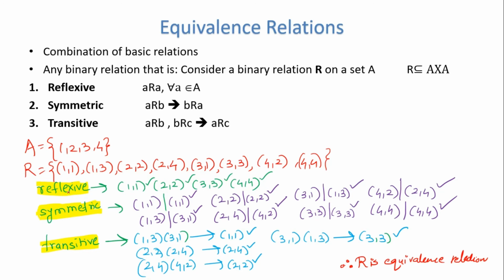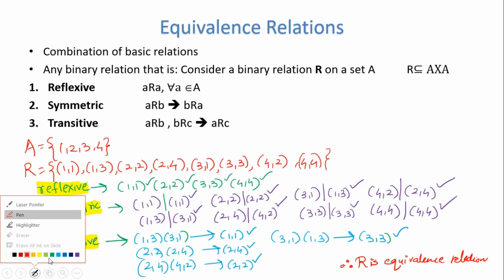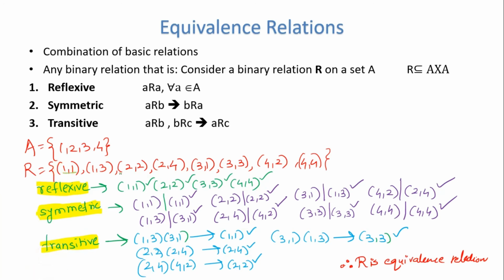Reflexive relation. A relation is reflexive when for each and every element in your set you have its self order pair. Means I should have (1,1), (2,2), (3,3) and (4,4) entries in my relation. All these entries are present in my relation, then this relation is a reflexive relation.